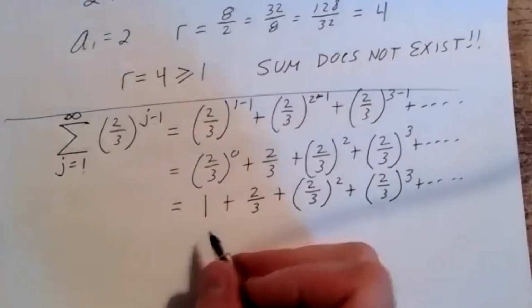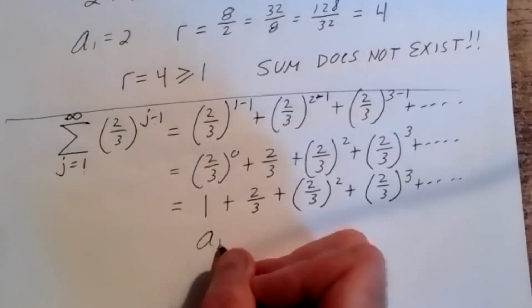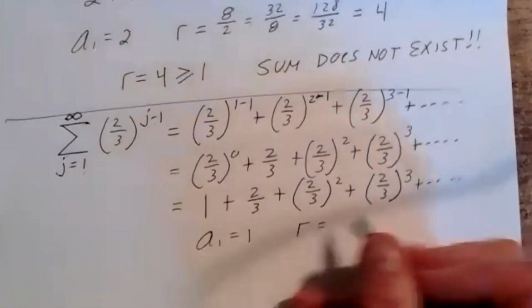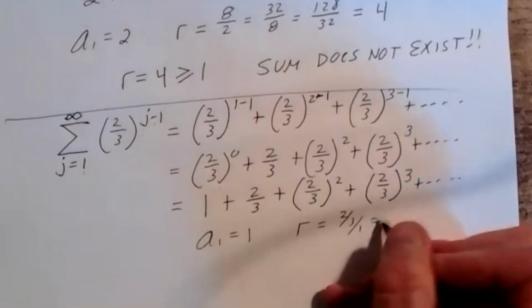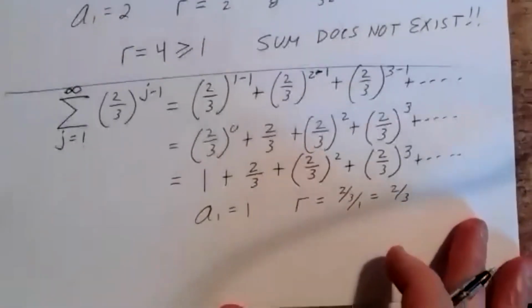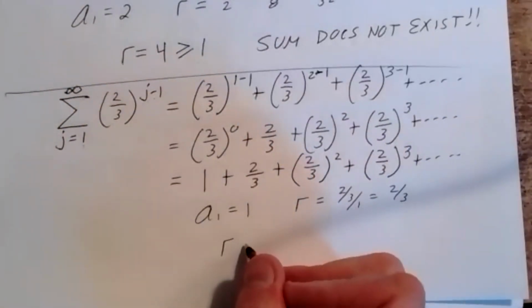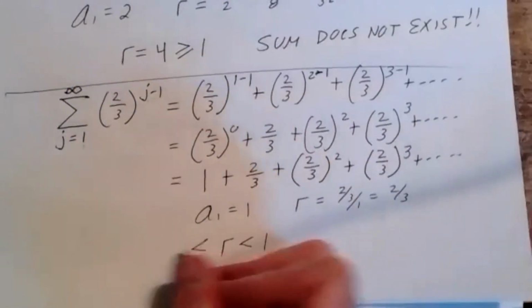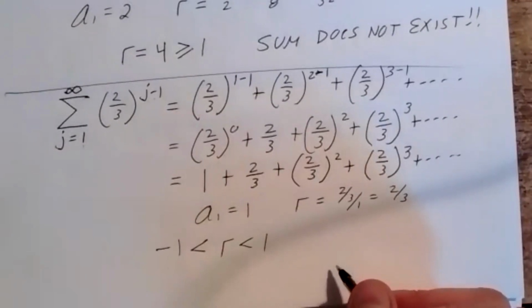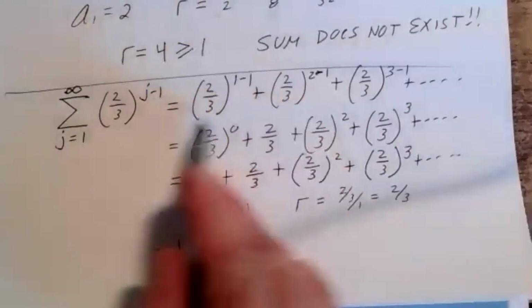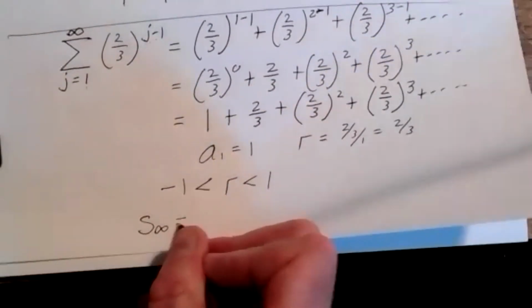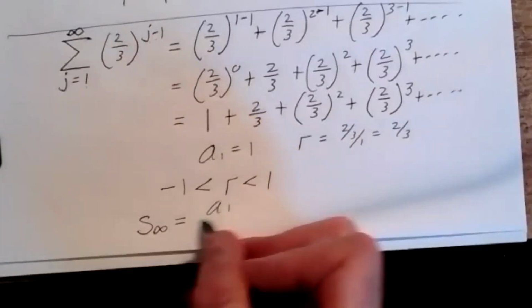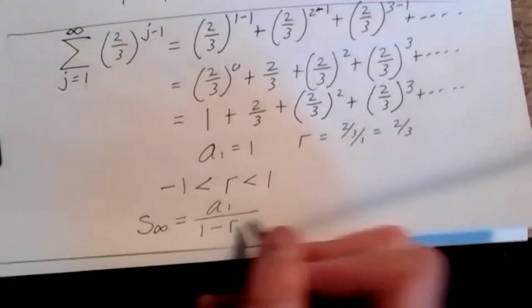So, ladies and gentlemen, what do we know? We know that our first term is 1. What's my common ratio? 2/3 divided by 1, which is 2/3. Is my common ratio a fraction between 1 and -1? The answer is yes. So this is a convergent infinite geometric series. Therefore, we should be able to find the sum of an infinite number of terms of this series by using our infinite sum formula.